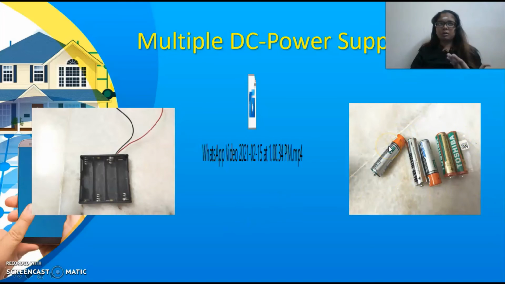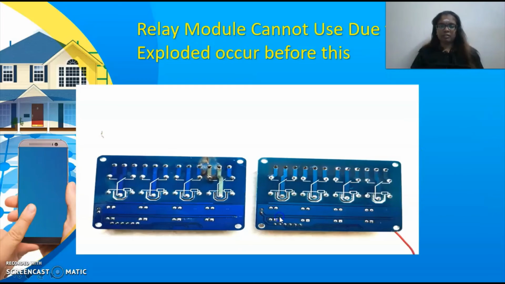I also bought a lot of batteries because I needed to try one by one to find which was suitable for my project. And finally, I overcame the problem by using just 2 batteries as the DC power supply for only one home appliance. Due to the bulb exploding, you can see my relay module also burned. So I could not use my old relay module, and I had to buy a new one.